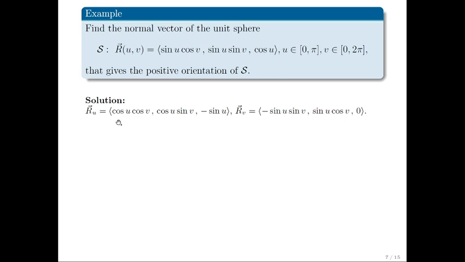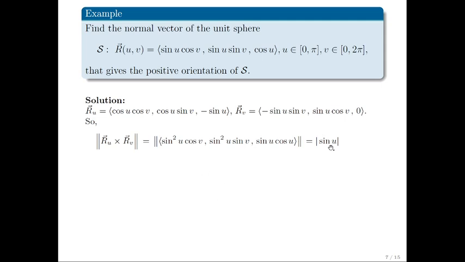Then hopefully, if I get ru cross rv, it will give me the orientation that I want. So get the cross product ru cross rv. Here, verify that ru cross rv is indeed the vector having components sine squared u cosine v, sine squared u sine v, and sine u cosine u. Then to normalize this, I'll get its norm. And you can see by simplification that the norm is equal to the absolute value of sine u.